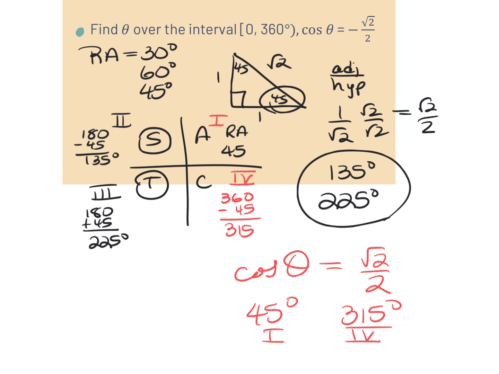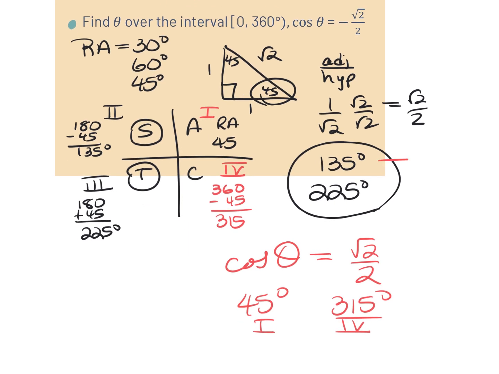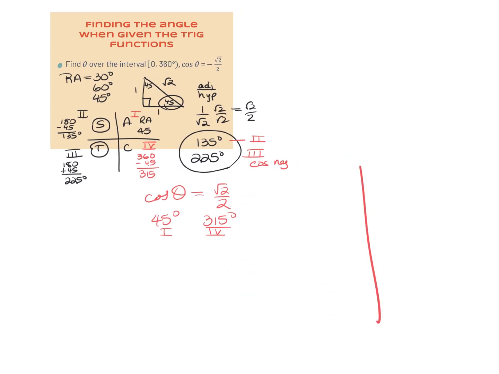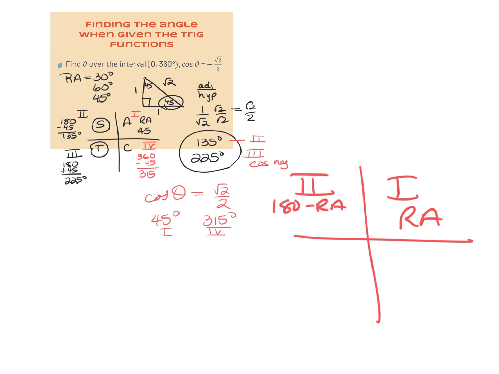But this is going to be the 2 quadrants, quadrant number 2 and 3, where cosine is negative. Rule to find the angle measures. In quadrant 1, this is just the reference angle, and it's either going to be a 30, a 60, or a 45. Then the rule for 2, it's 180 minus the reference angle. And in quadrant 3, 180 plus the reference angle. And then in 4, 360 minus the reference angle.